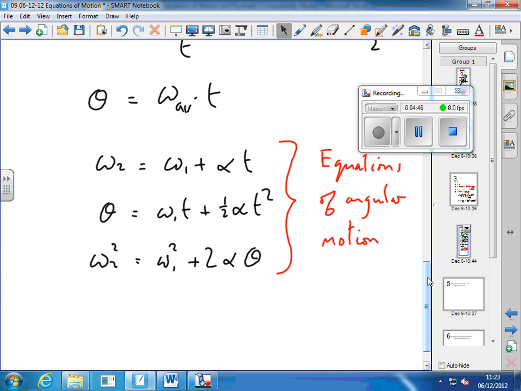And again, we've got the same use of these formulae. In this one, there's no theta. So that's useful in problems where there is no angular displacement or we're not interested in it. In the others, there's no omega 2 and no time.